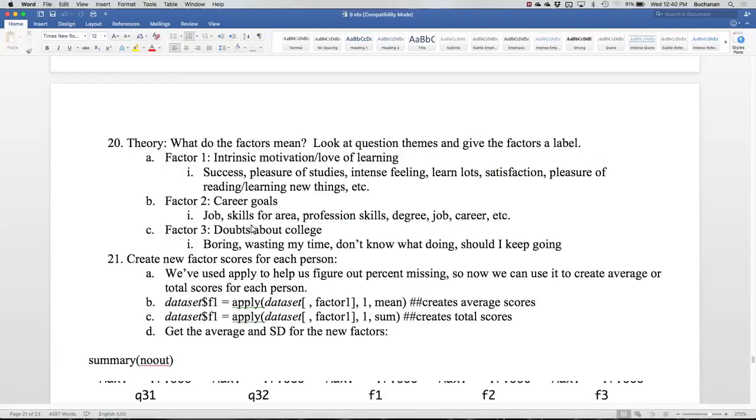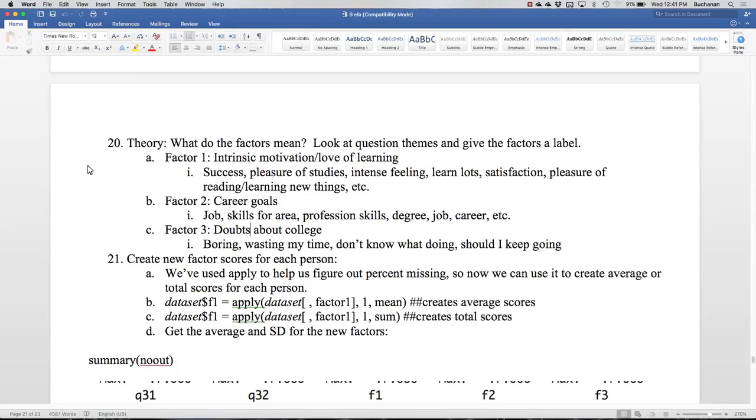Moving on. Okay. So this apply code, we've used apply before. Remember, apply we used for percent missing. It will allow me to calculate the average score for each person or a total score for each person. Sometimes you want to do weighted scores. It's a little more complicated, so we're going to do the easy ones.